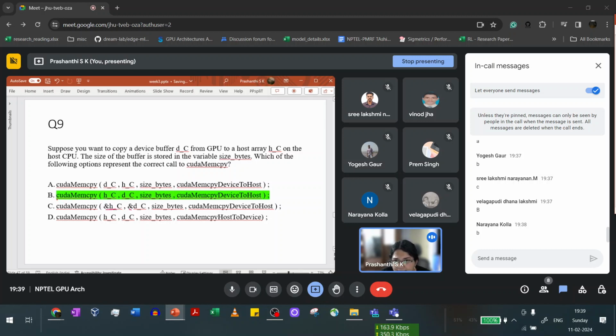So that's why the answer is B. And let's look at the other options. Here the direction is wrong. Remember that we are copying from device to host. So the host is the destination, meaning the host should come first. That automatically eliminates this option. Looking at D further, you have host and device correctly, but the kind is wrong. It's given as a copy from host to device, which eliminates that also. Then you have B and C left, and for the reason I just explained, C is wrong and B is the right answer. Hope this is clear.